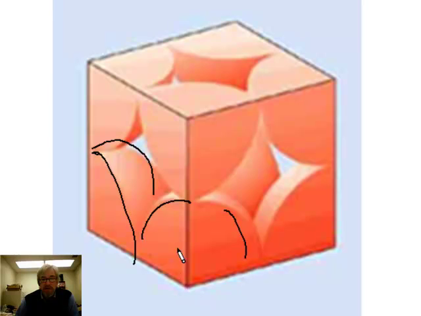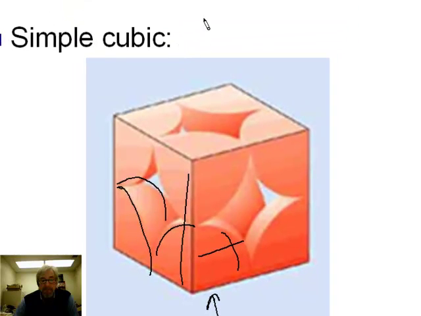It's been cut in half once to make this face, another time to make this face, and then a third time to make this face down here. So you cut it in half, that's a half. Cut the half in half, that's a quarter. Cut the quarter in half, that's an eighth. So at each corner of this cube is an eighth of a sphere. And there are 8 corners in a cube. So that means a simple cubic has got one atom per cell.